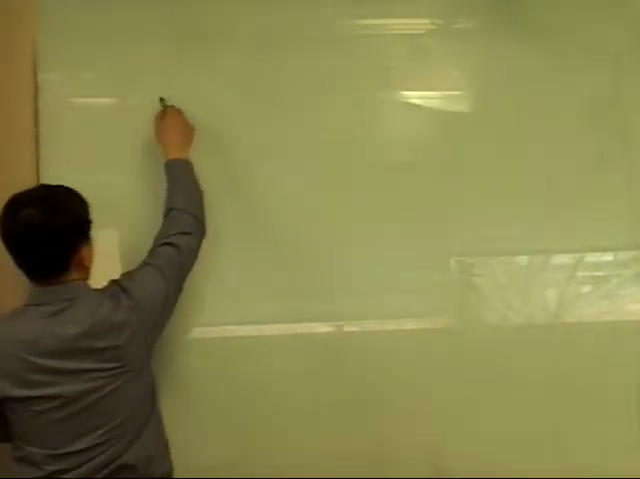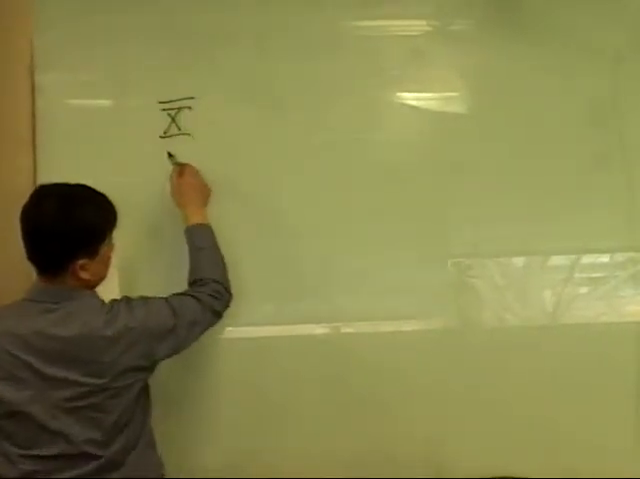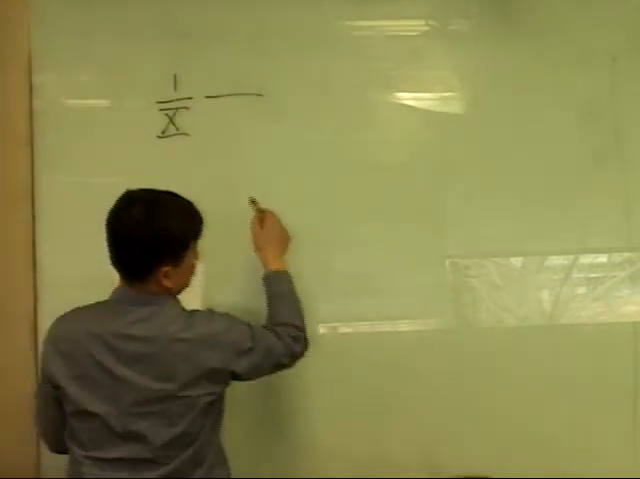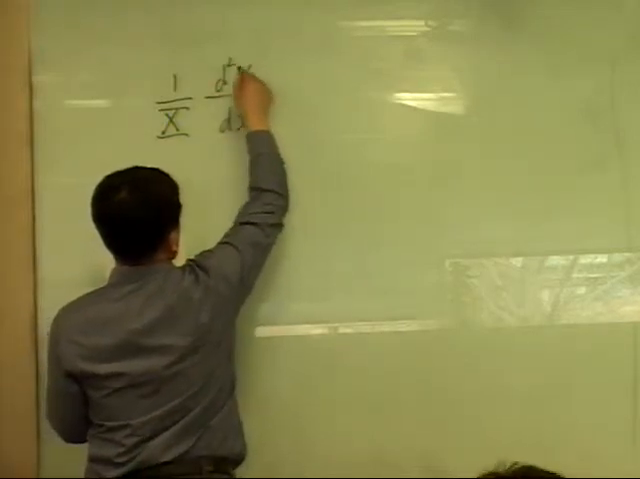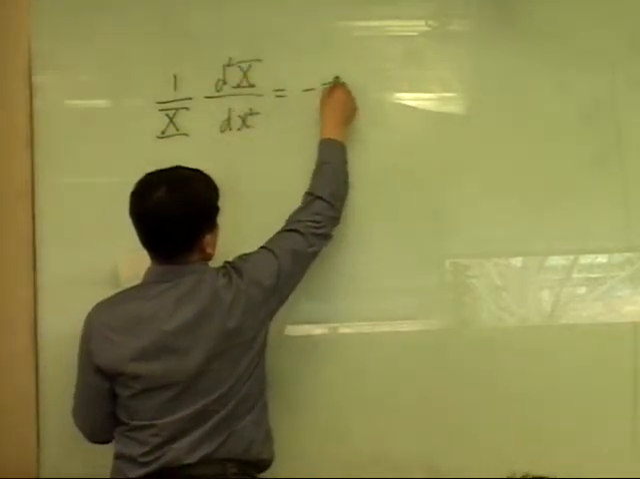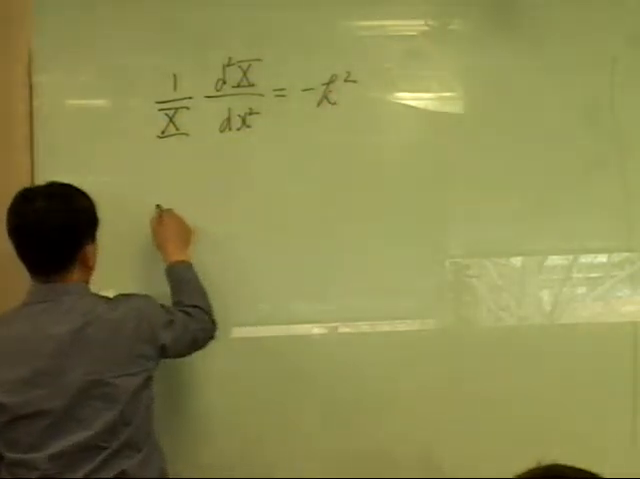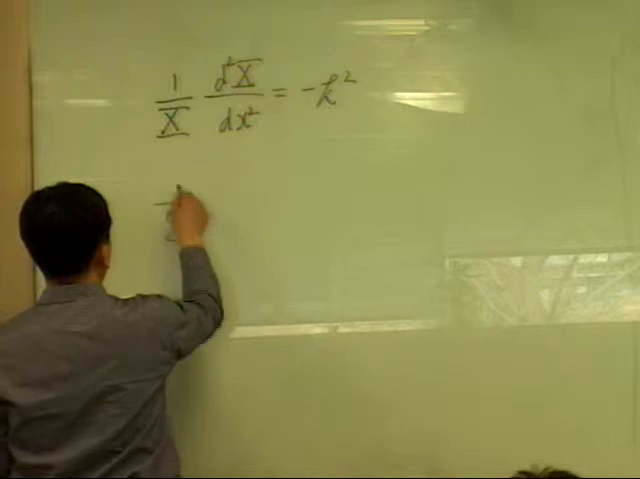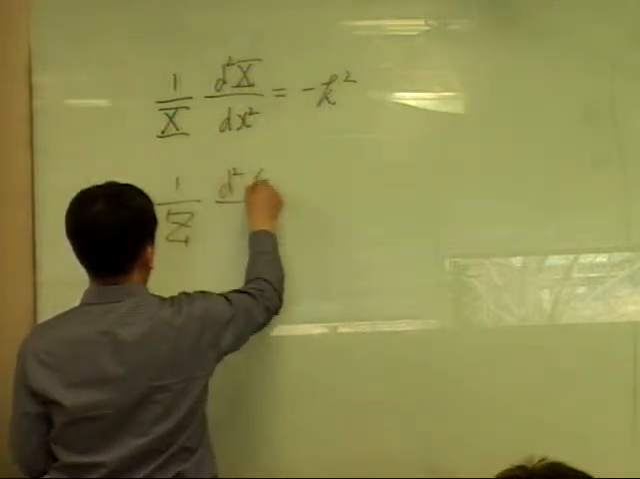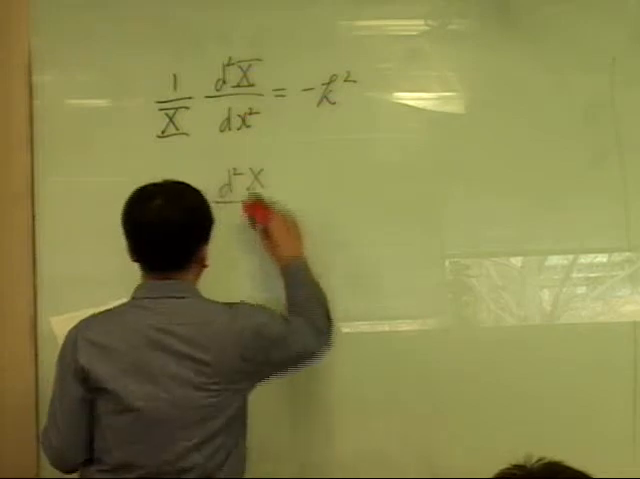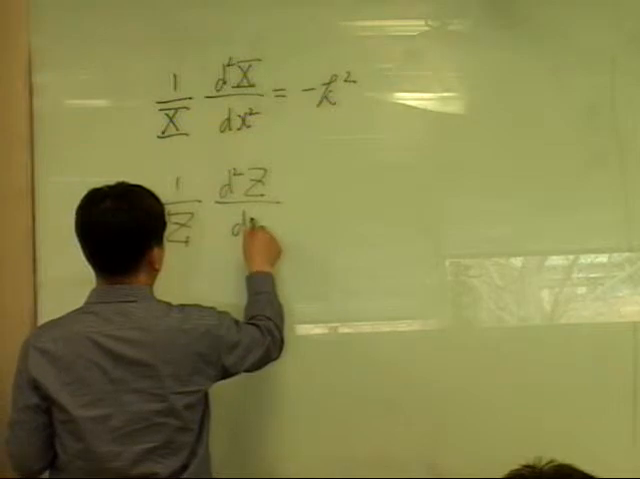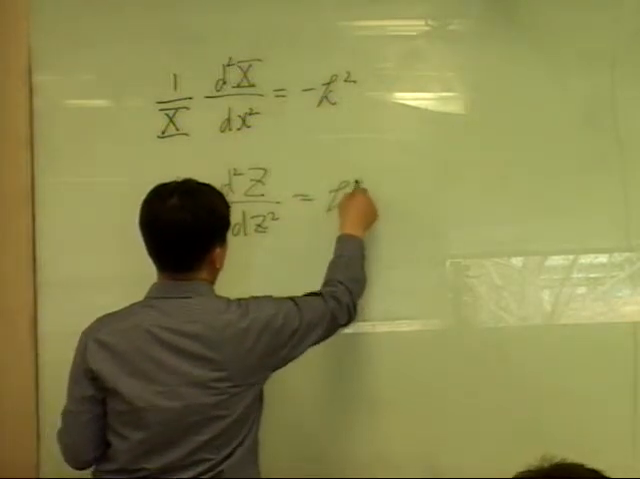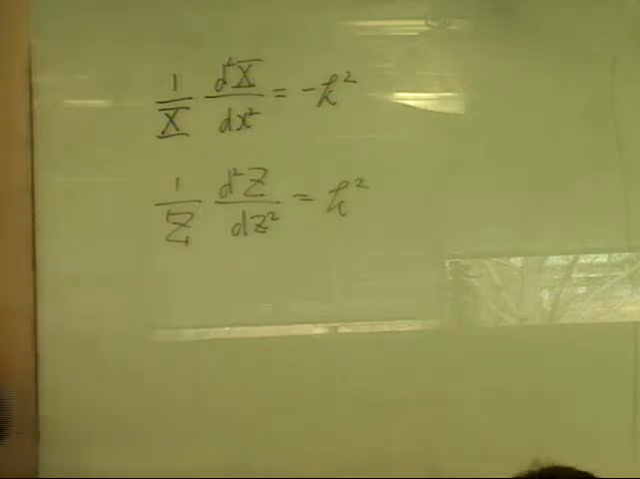Then we're going to have two equations. Equation about the x equal minus k squared. Equation about g equal k squared, right? We have two equations. First equation is only about the x. Second equation is only about g.